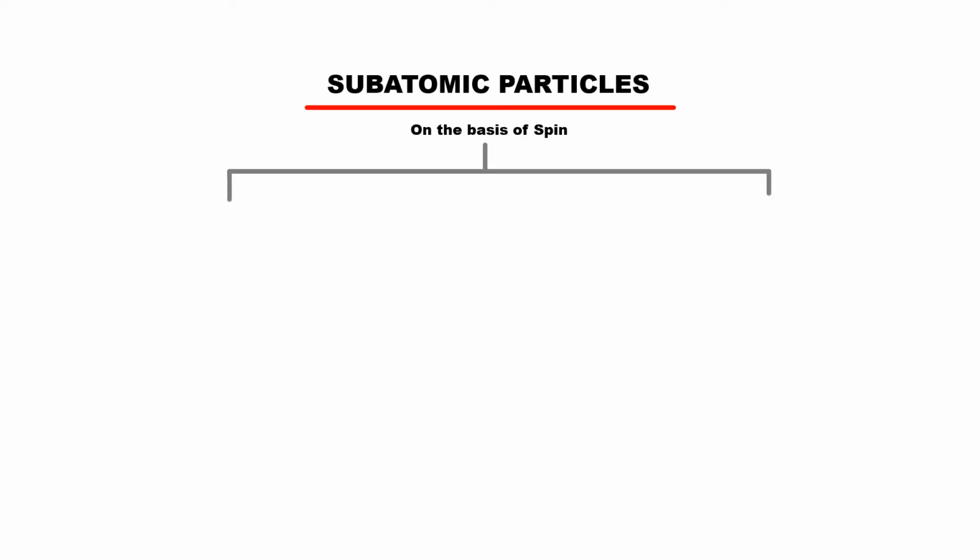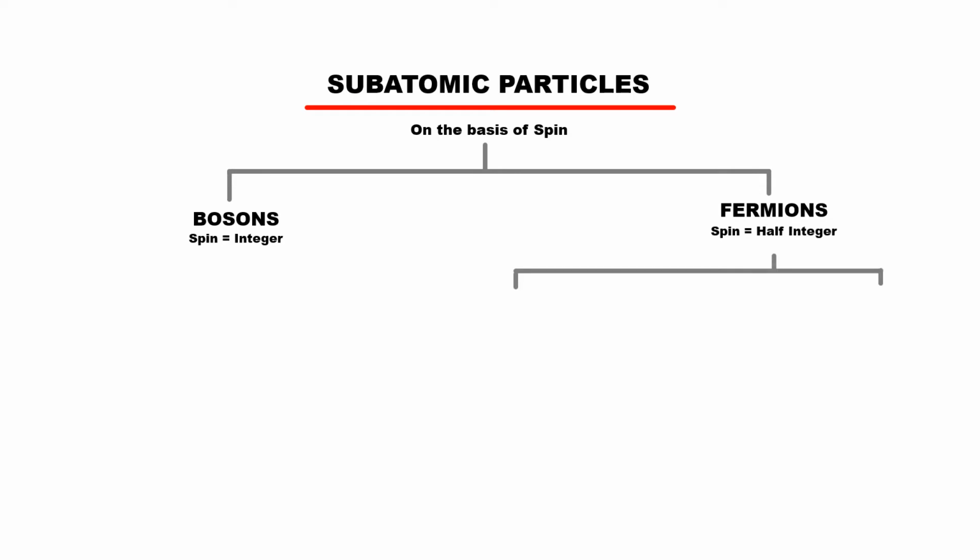Classifying subatomic particles according to their spin, the particles are of two types: particles of integer spin, known as bosons, and particles of half integer spin, known as fermions. But not all the fermions are the same. Some fermions do not interact with the strong nuclear force; these are called leptons. While some fermions interact with the strong nuclear force; they are called baryons.